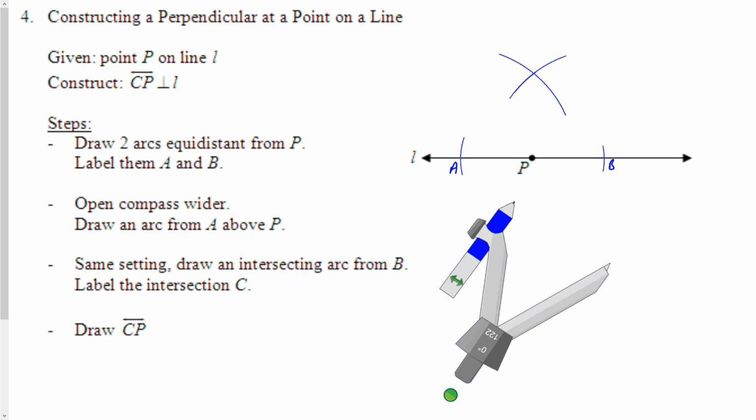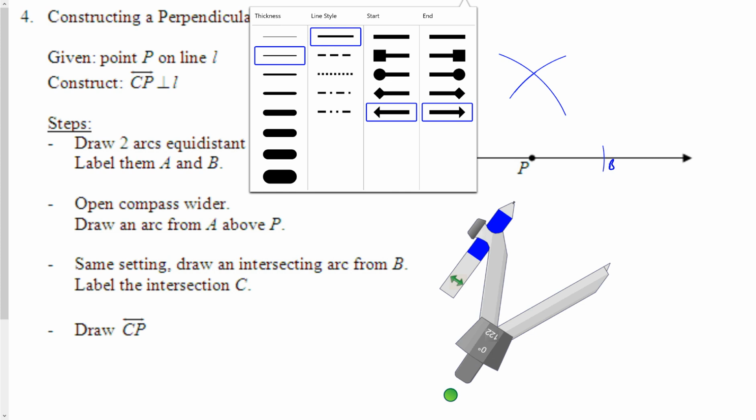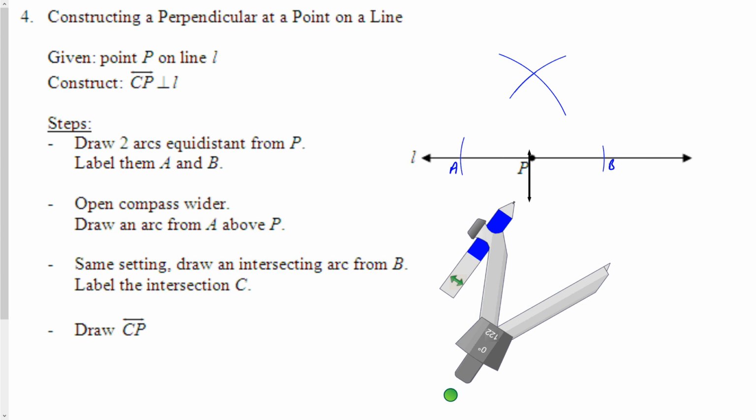Now all that's left to do is draw, in this case, line CP. I am given a specific line and name for that line to draw. So I need to take my straight edge and draw the perpendicular line that would go from point P to the intersection of my two arcs. That doesn't look right for some reason. Maybe my eyes are just playing tricks on me.